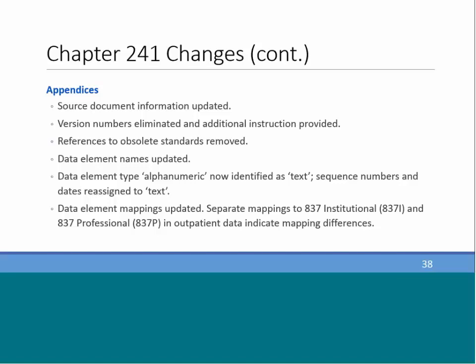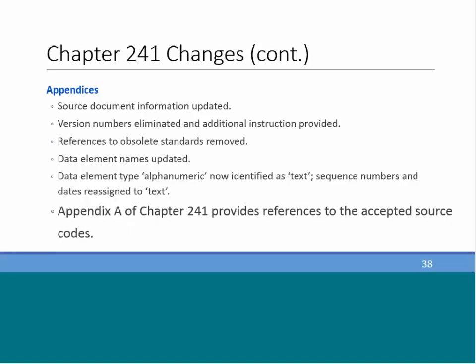The data element type alphanumeric now is identified as text. Numbers and dates are reassigned to text. Data element mappings have been updated, and a separate mapping to the 837 institutional and the 837 professional and outpatient data indicate the mapping differences.